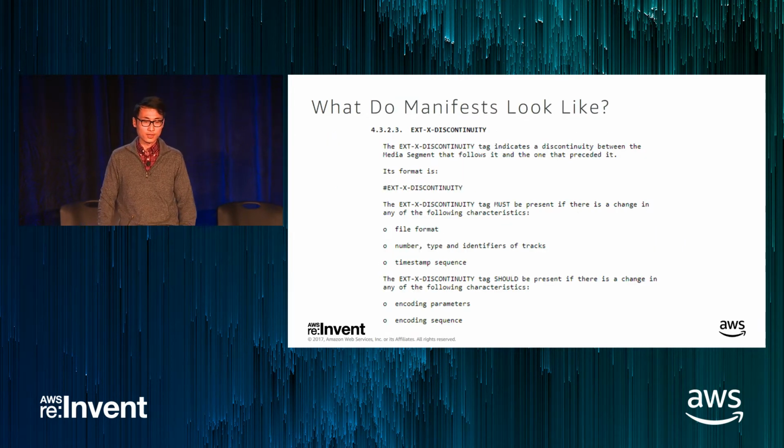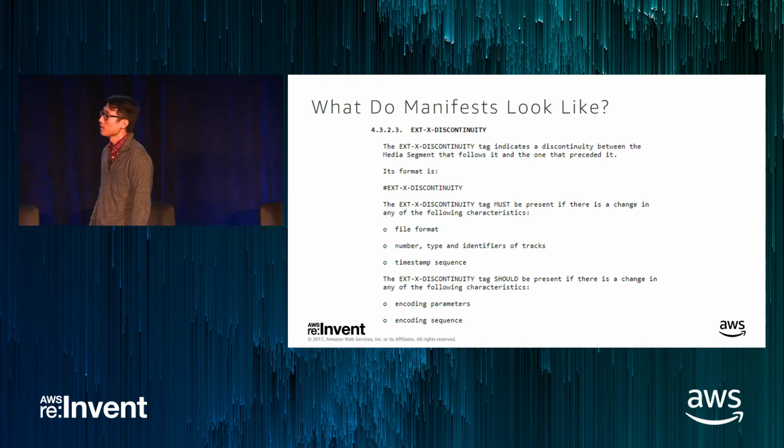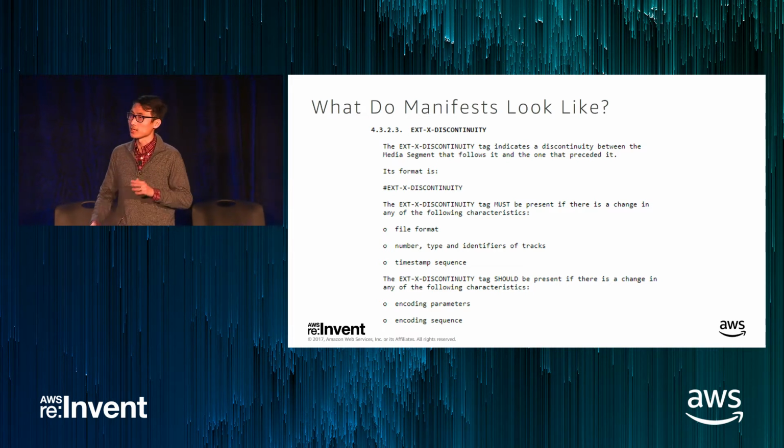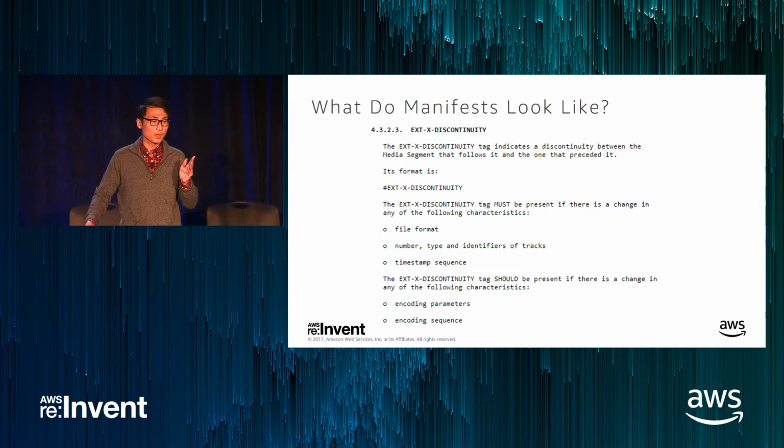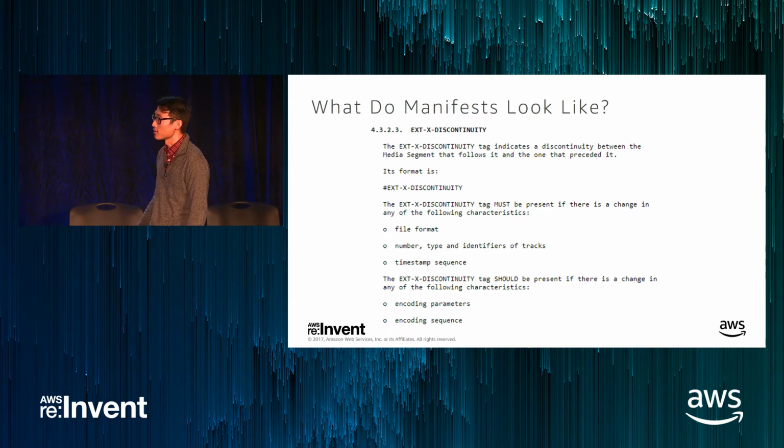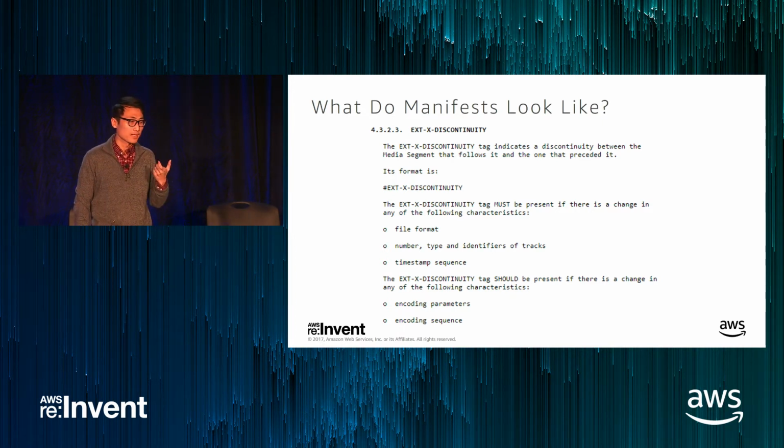So just a quick reference to what those manifests look like. I talked about manifests briefly before. The HLS spec is published by Apple, and essentially is the primary format with which most devices are consuming content on the internet today. One of the later versions of the spec calls for a new tag, called discontinuity tags.